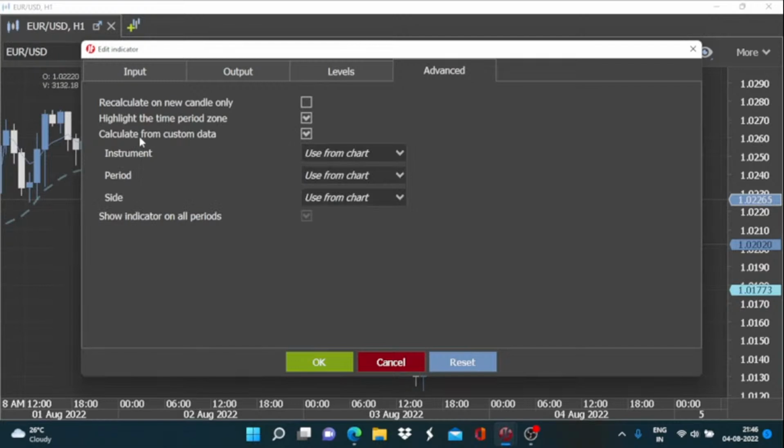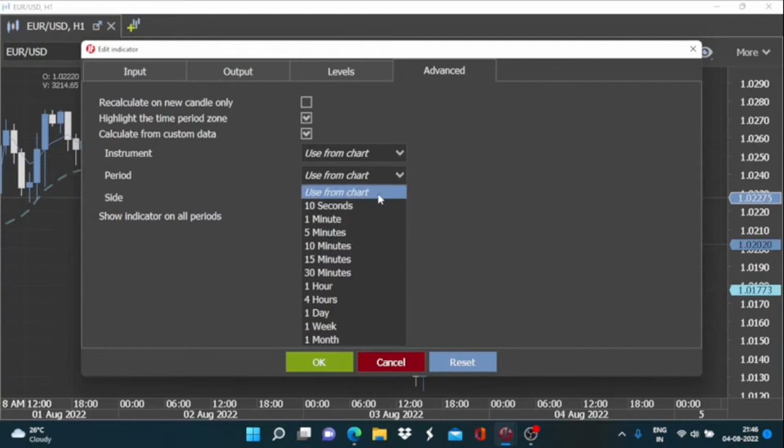Then we have these options of calculation from the custom data. So we can opt for any instrument. We can take the instrument from the chart, or we can define it as EUR/USD. So we can do both of these things. Then we have the period for calculating the indicator if we use it from the chart. So whenever we change the chart's candle period, then we will have the indicator being recalculated for the given period.